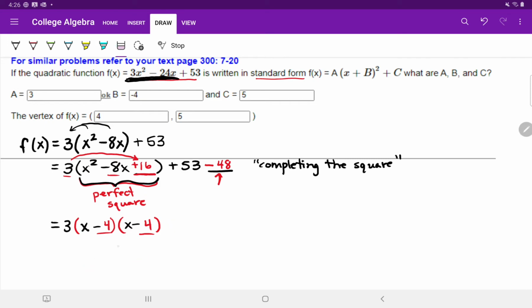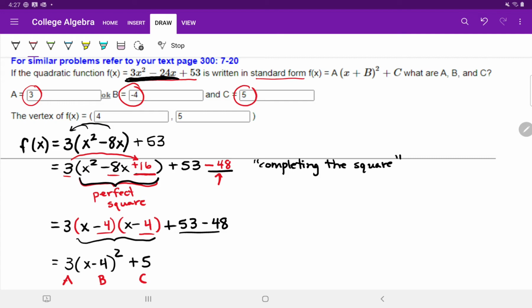I'm going to erase some of my scratch work here. We now have a plus 53 and a minus 48 as well. So notice, since these can now be factored into x minus 4 times x minus 4, I can rewrite this as 3 times x minus 4 squared, and then I can combine my positive 53 and my negative 48 into a simple plus 5. So I have completed the square. I now can very easily look at my function and find my a, my b, and my c, and I can fill in my answers as 3, -4, and 5.